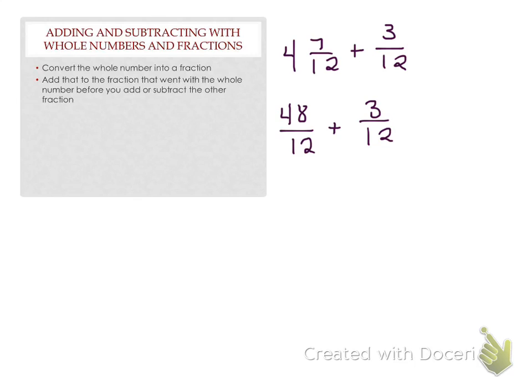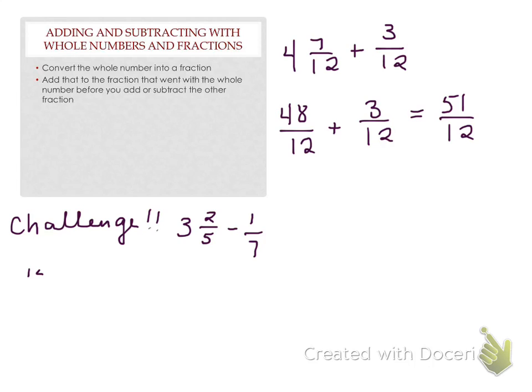is 48. But if you look, I did not add 7 to that. So this is a mistake. I need to add 7 before I can add the 3 over 12. So I should have 48 plus 7, which is 55. And it should be 55 over 12 plus 3. So my final answer should be 58 over 12 instead of 51 over 12. That's on me. That's my bad. I'm sorry, guys.